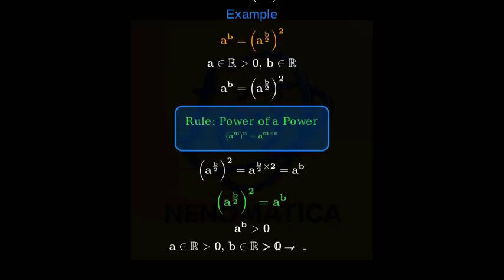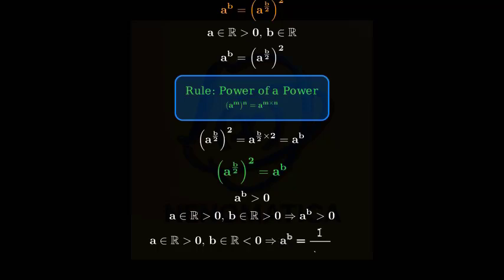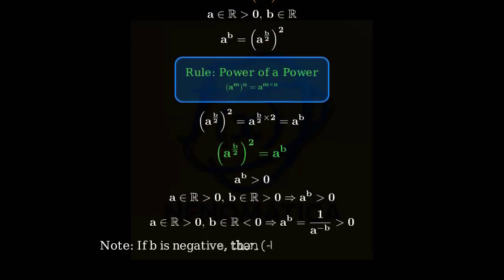For the case when b is positive, it's clear that a to the power b is positive because a positive number raised to any power is positive. For the case when b is negative, we can rewrite a to the power b as 1 divided by a to the power negative b. Since a to the power negative b is positive, 1 divided by a positive number is still positive. Note that if b is negative, then negative b is positive.